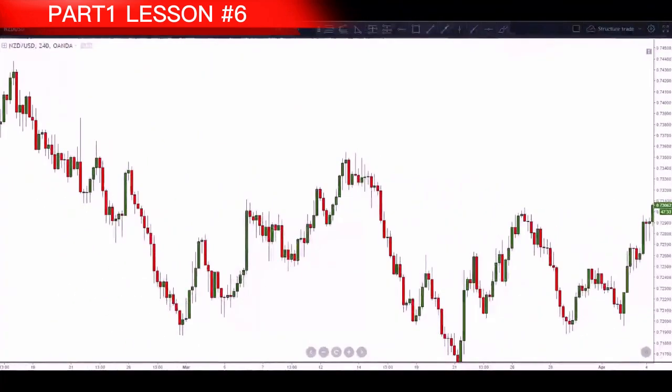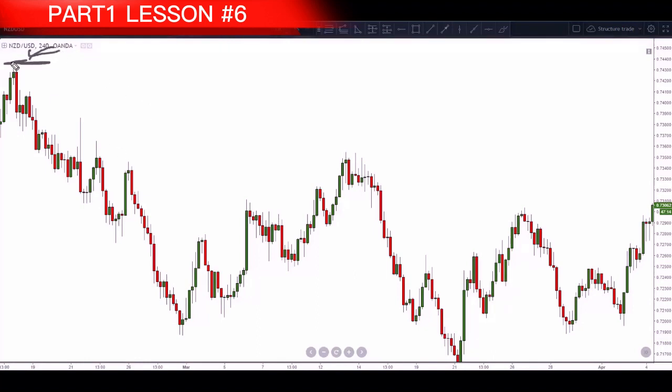Okay guys, so since we've taken a look now at a broad overview of what we're going to be paying attention to when it comes to structure, let's take a look at some more detail about what we're going to classify as just noise in the market and what we're going to classify as actual structure levels. So if you look here with me on the New Zealand dollar 4-hour chart, we're going to use this area right here as our starting point.